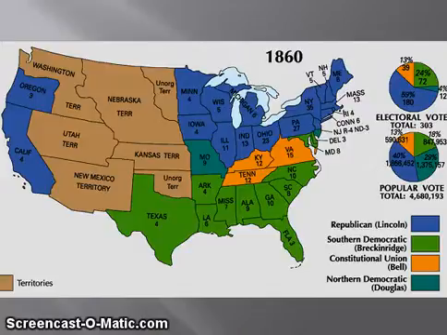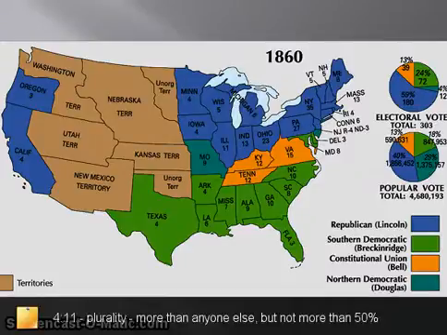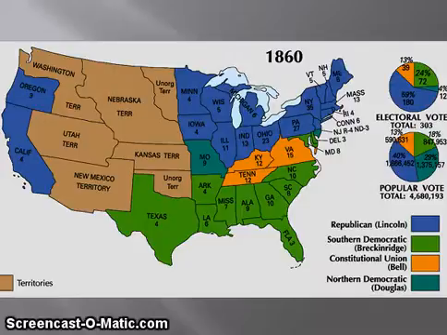Lincoln ends up winning, as you can see by this map. In the electoral vote, he wins with 59%, 180 votes, which is a clear majority. But in the popular vote, there's a bit of an issue. Lincoln only wins a plurality of the votes, meaning not a majority. He doesn't win 50% plus one. He wins 40%, which is more than anybody else, but it's not a majority of what the country wanted.